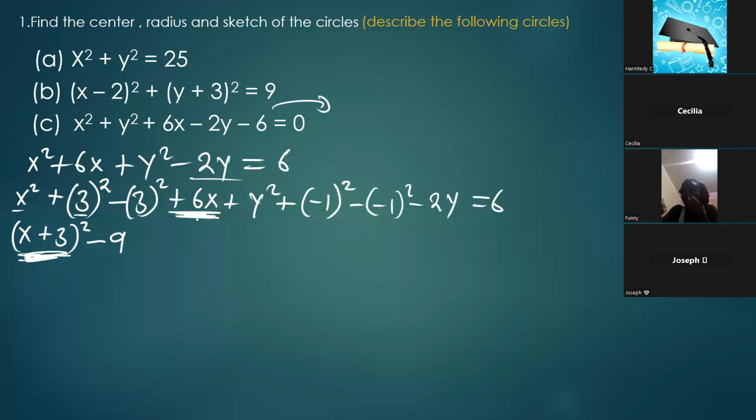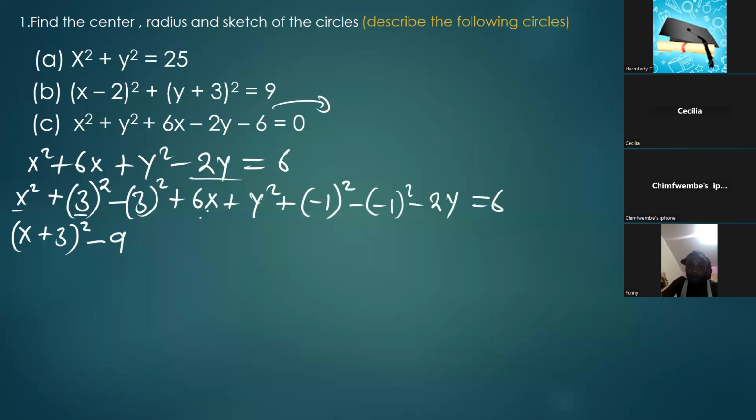In other words, it's like I've just put this 6x inside there. If you want, you can try to expand this. You understand what I'm talking about. You're going to have 6x somewhere. So this 6x has been indirectly put in this x plus 3 squared.